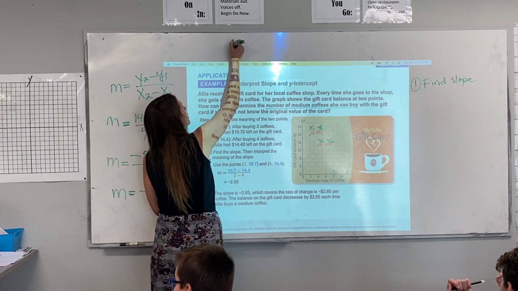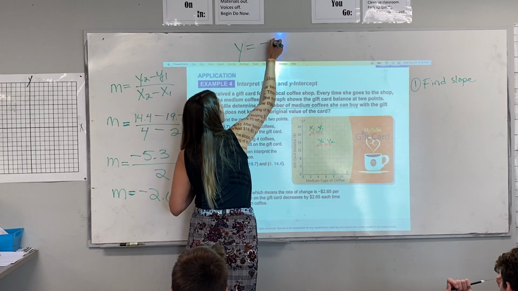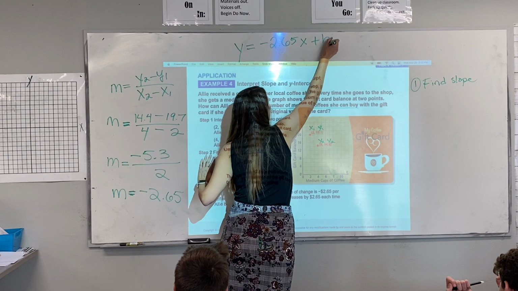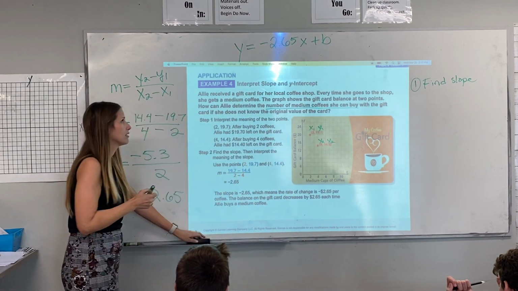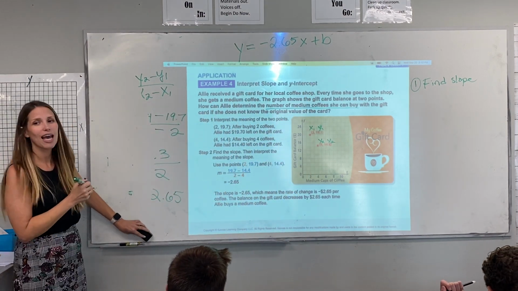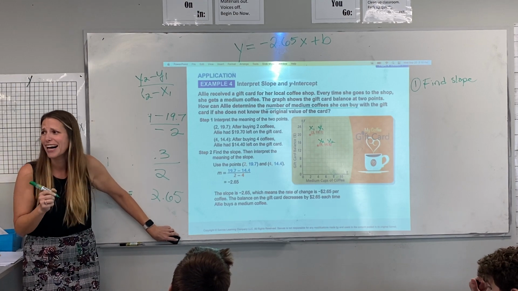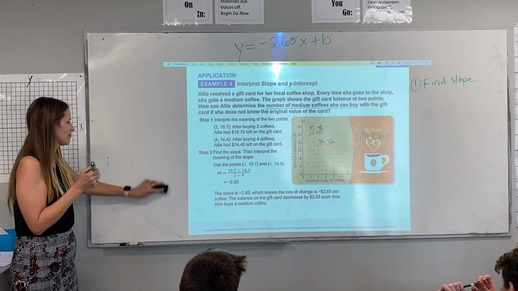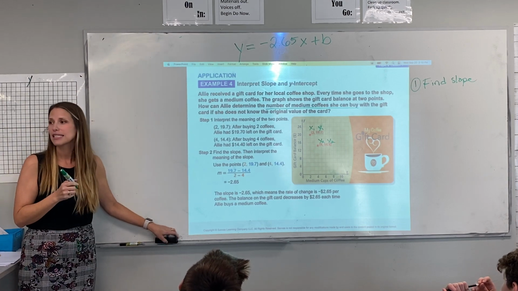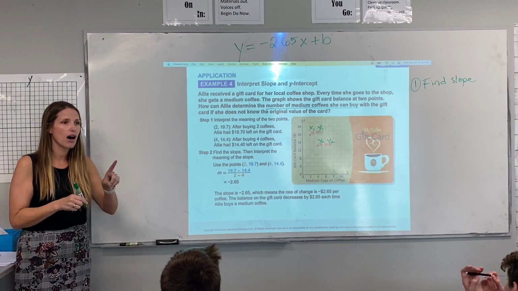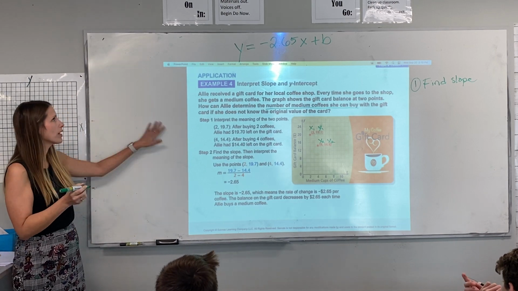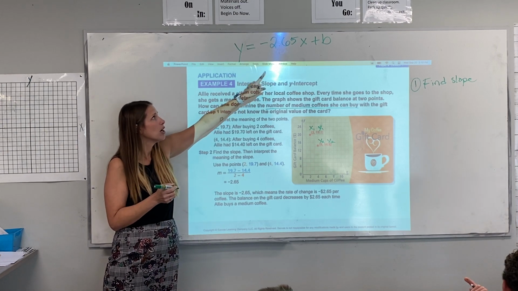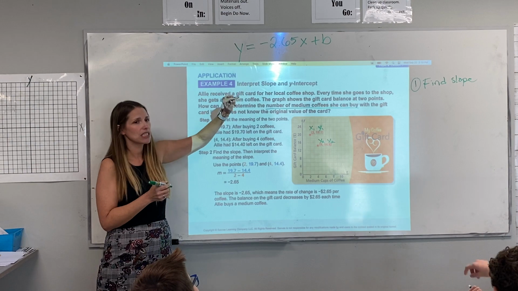I'm gonna write it all the way up here. y equals negative 2.65 times x plus b. Now what do we need to find? b. What can we use? We can use the numbers from the graph. We can use one of the points. So I'm gonna use what I just wrote up here, and I'm gonna try to find b by plugging in my y and my x value from one of the points.